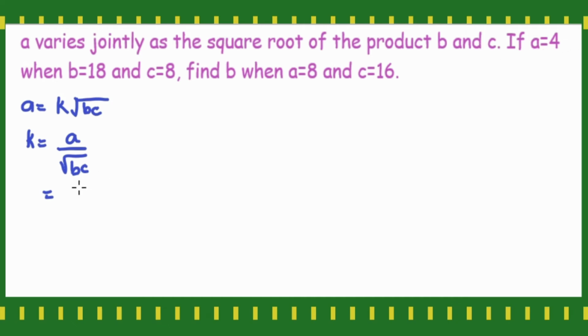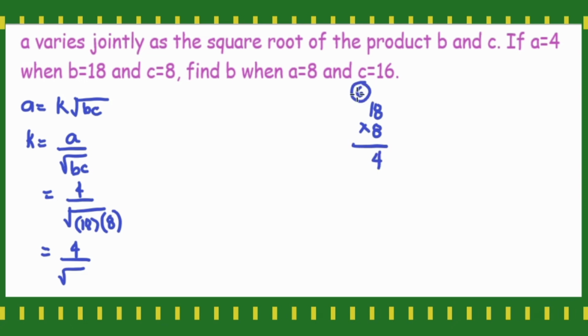A is equal to 4. And over the square root of B, which is 18. And C is 8. So that's 4 over the square root of 18 times 8. 8 times 8 is 64. So carry 6. 8 times 1 is 8 plus 6 is 14. So we have 144. So the square root of 144. The square root of 144 is 12. So we have 4 over 12.